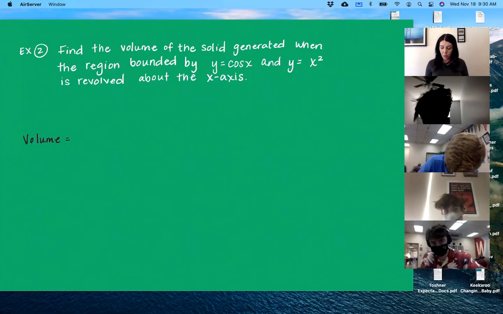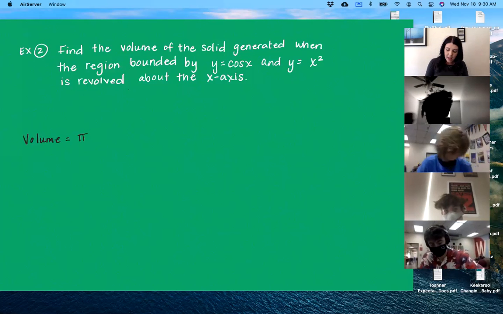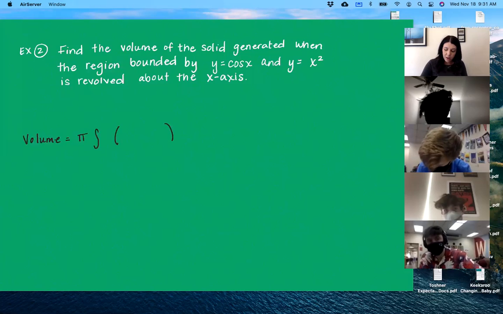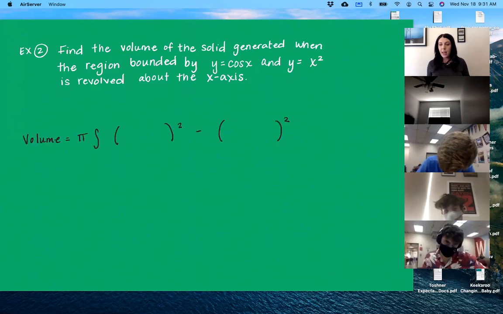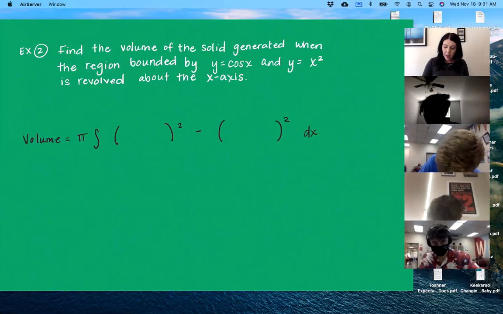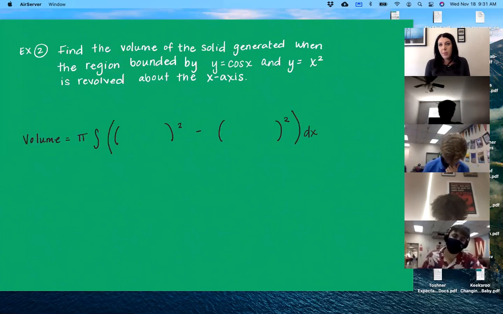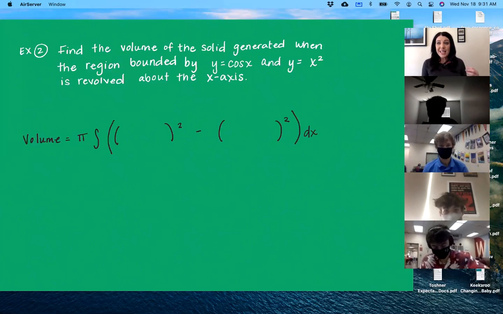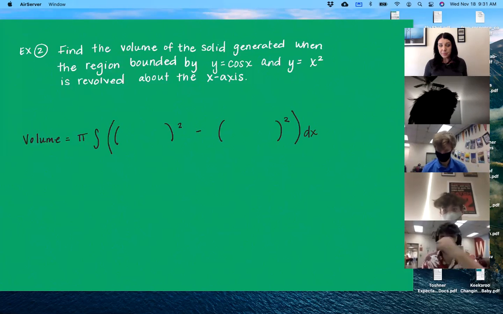That word revolved is really important. So we're going to have pi, an integral of something squared minus something squared, and it's being revolved around the x-axis. So the x-axis means that it's going to be revolved around a horizontal line, making it a dx equation. Okay, and I'm going to put parentheses around all of that stuff. The better you can set this up in your work, the easier it's going to be to set this up in your calculator.